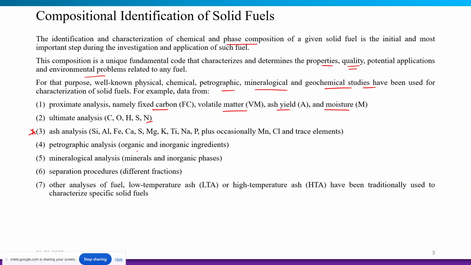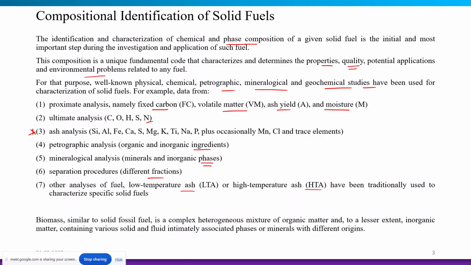Next is the petrographic analysis, from where we will get the information on organic and inorganic ingredients. Mineralogical analysis covers minerals and organic phases. Then there are separation procedures, various kinds of separation procedures like moisture separation, or if you want to separate volatile matter from your fuel source, those separation processes define various fractions. And other analyses of the fuel, like low temperature ash or high temperature ash, are traditionally done to characterize specific solid fuels.